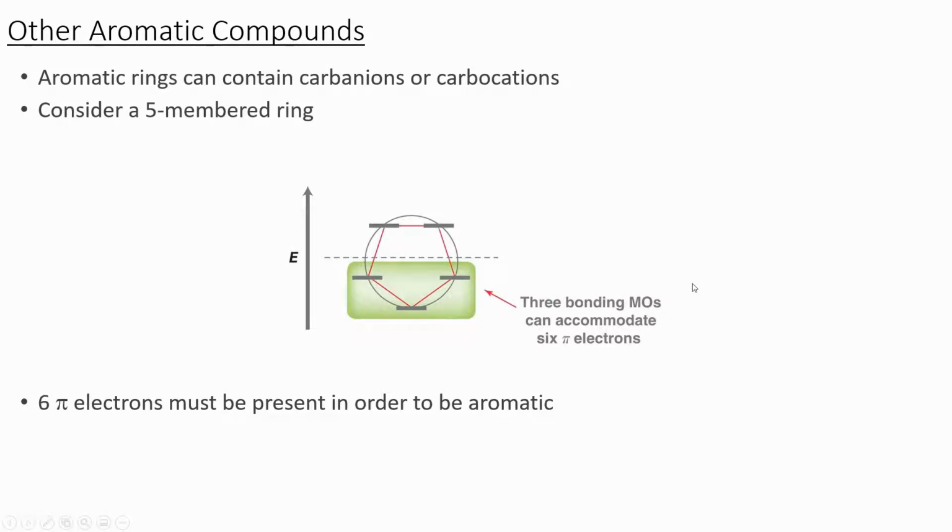Aromatic rings can also contain carbocations and carbanions. We need to have all these p orbitals overlap, but they don't necessarily have to be pi electrons. They can also be lone pairs. We need to have 6 pi electrons present in order to be aromatic. In this five-membered ring, we could have 4 electrons that are coming from pi bonds and also 2 electrons that are coming from a lone pair.